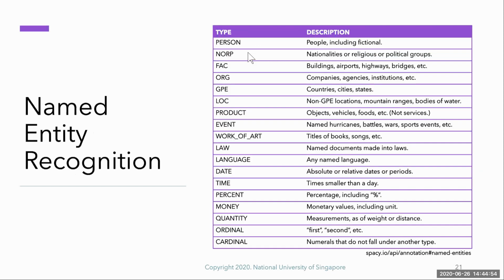Named entity recognition is recognizing entities like nationalities, religious or political groups. So Singapore, I think, or it could be a place as well. Events too. These are the things that I can recognize and extract from the text.